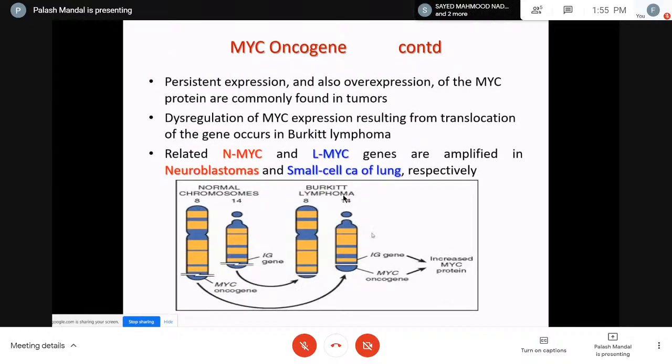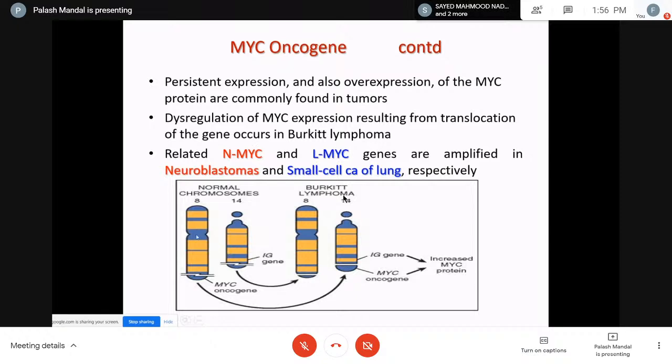Now, what tumors are associated with MYC mutations? One is neuroblastoma. There are two forms, NMYC and LMYC. There is also CMYC. So this NMYC mutation leads to neuroblastoma. LMYC mutations are found in small cell carcinomas of the lung. Okay. And the MYC mutation is seen in Burkitt's lymphoma also.